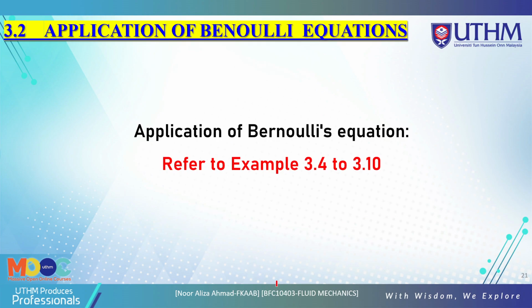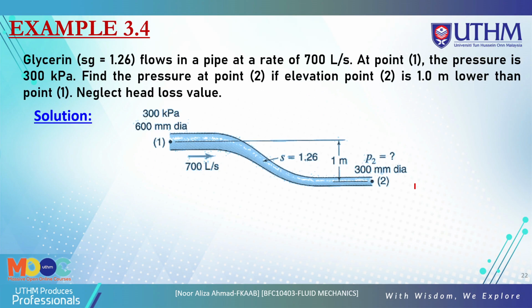Now we look at the application of the Bernoulli equation, referring to examples 3.4 to 3.10. Glycerin with SG 1.26 flows in a pipe at a rate of 700 liters per second. At point 1, the pressure is 300 kilopascal. Find the pressure at point 2 if the elevation of point 2 is 1 meter lower than point 1. Neglect head loss.